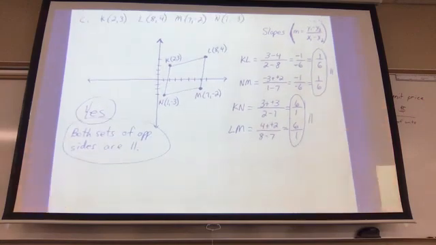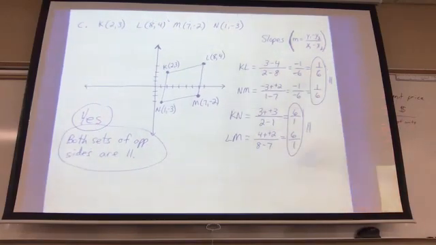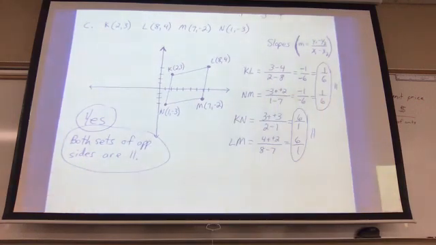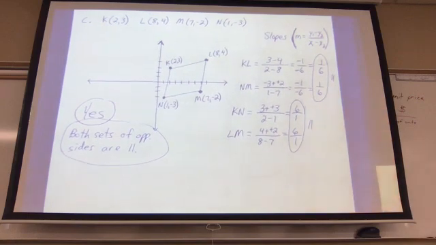So if this was a test question, this would probably be worth 3 points. You'd get 1 point for the yes or the no. You'd get 1 point for showing all the slopes, and you'd get 1 point for your explanation. So you kind of need all of those parts to show that this is or it's not a parallelogram. All right, kind of a lot of work. The good thing is it's not really difficult work.